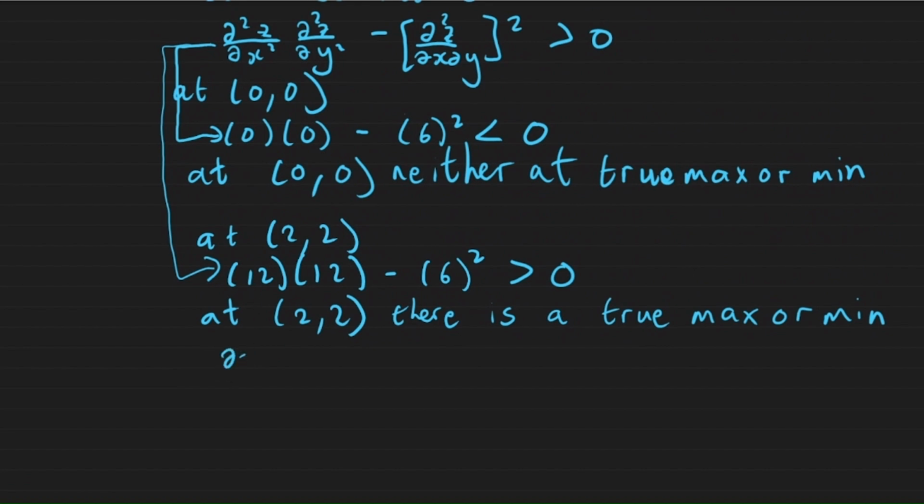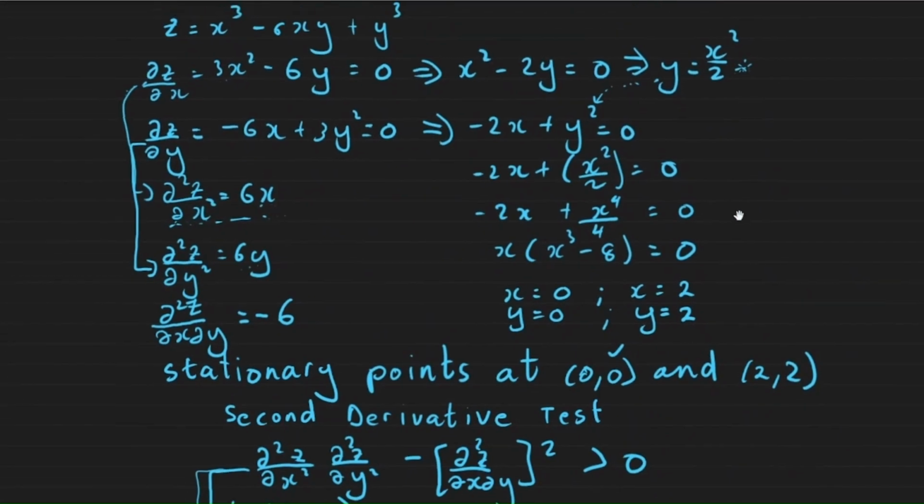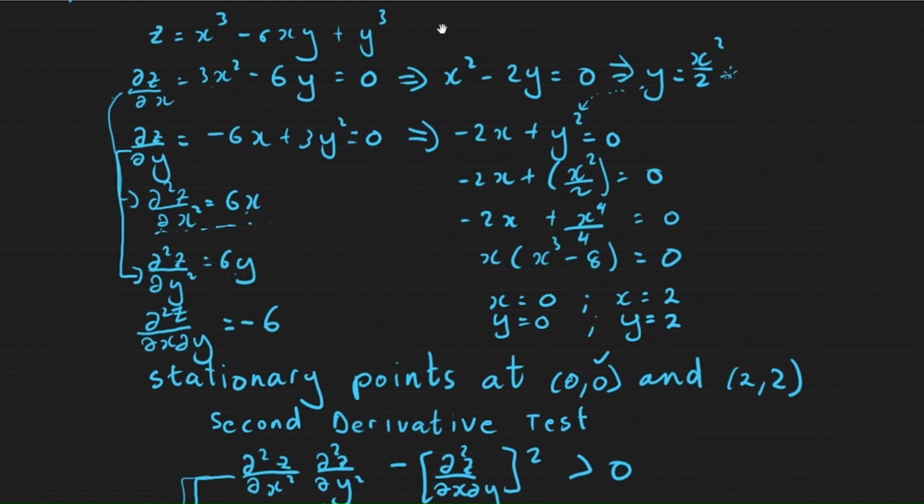We saw that the second derivative with respect to x was equal to 12. And this was also the case with y as well. Both are positive. What that means? It means that we have a true minimum at point 2, 2. And what is that value? All we do is we substitute 2, 2 inside our function. So this was our function, and we put in the values 2, 2.